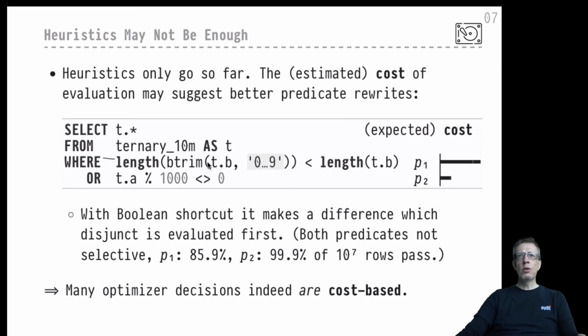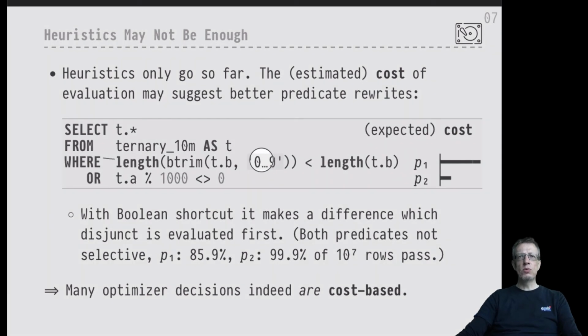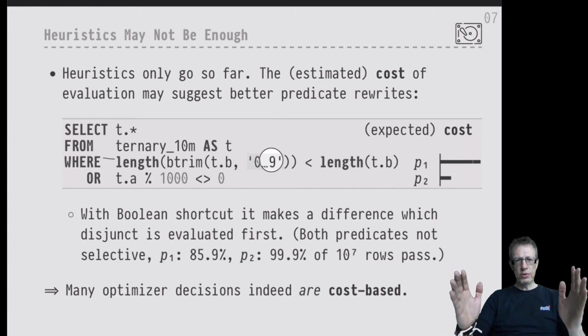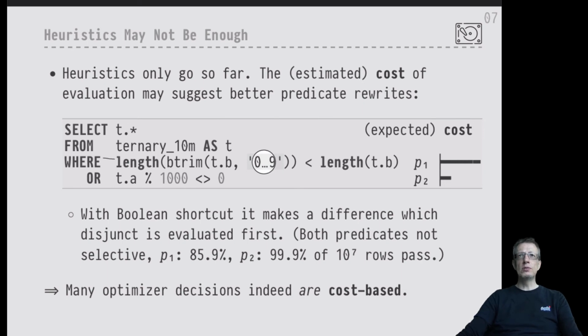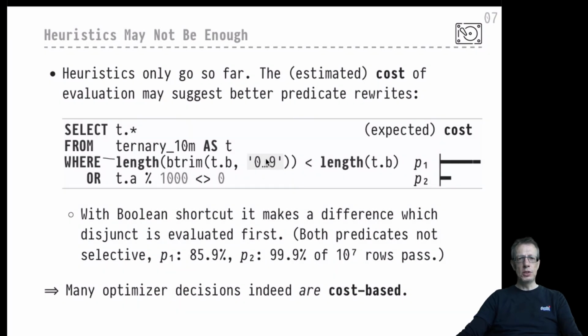To that column I'm applying a string function, the btrim function, that will cut these characters specified here. These characters will be cut from the left and the right part, from the prefix and the suffix of that string B. We will search for 0, 1, 2, for all the digits, and we'll remove them from the start and the end of the string.